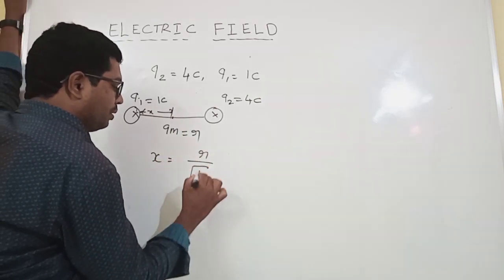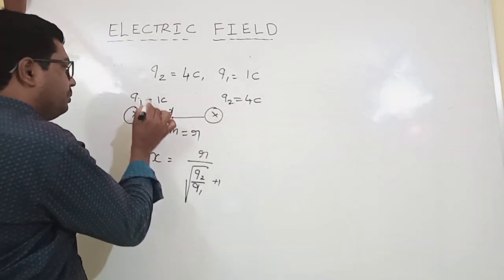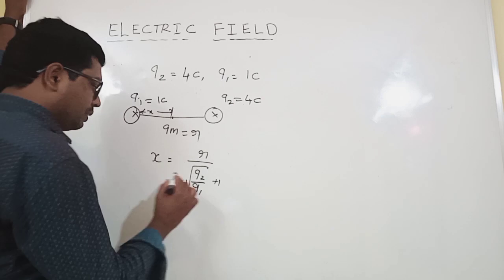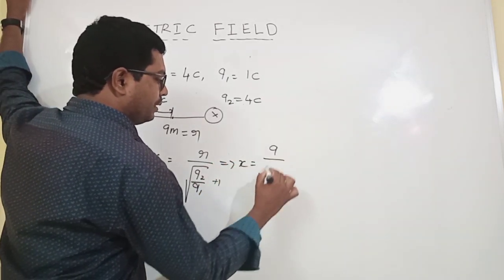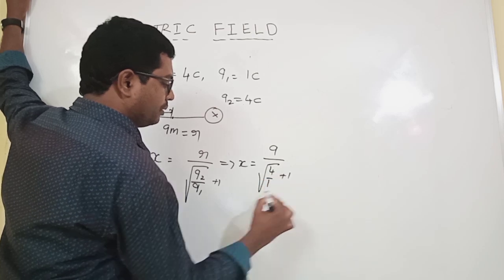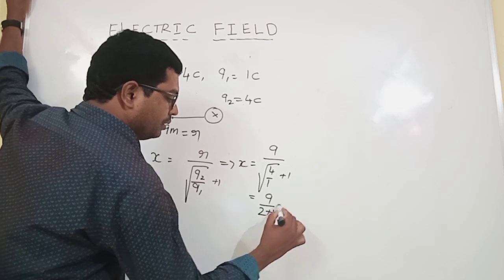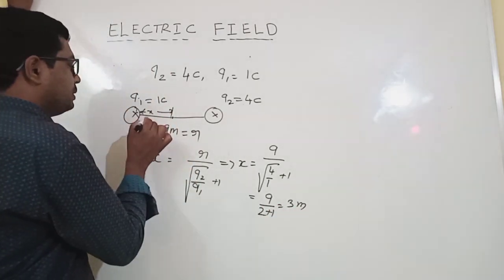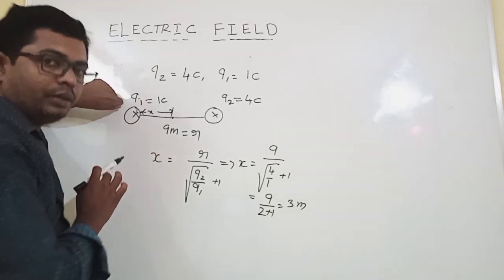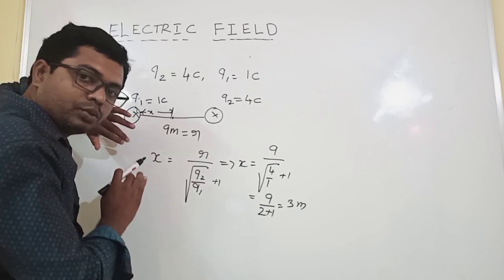then x is equal to r divided by (root of Q2 by Q1 plus 1), because this is positive and this is also positive. That is why x is equal to 9 divided by (root of 4 by 1 plus 1). That is 9 divided by (root of 4 plus 1), in the sense 2 plus 1 is 3. 9 by 3 is equal to 3 meters. At a distance of 3 meters from Q1 you will get the null point.